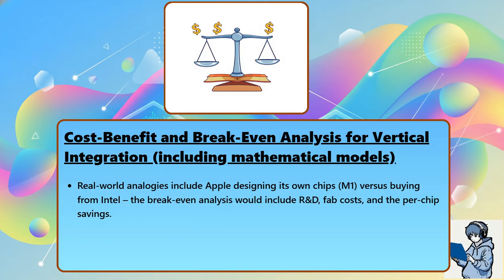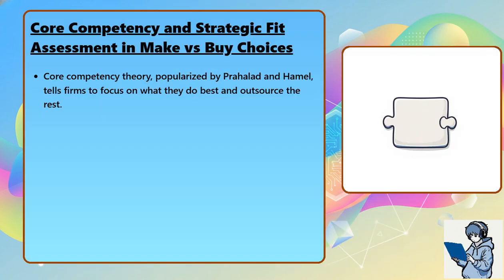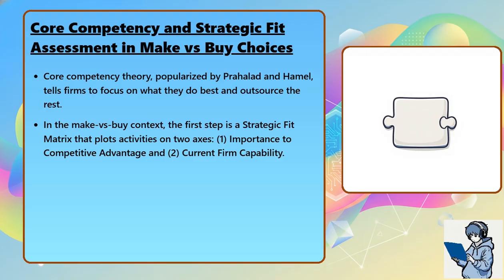Real-world analogies include Apple designing its own chips, M1, versus buying from Intel. The break-even analysis would include R&D, fab costs, and the per-chip savings. Core competency theory, popularized by Prahalad and Hamel, tells firms to focus on what they do best and outsource the rest. In the make versus buy context, the first step is a strategic fit matrix that plots activities on two axes: importance to competitive advantage and current firm capability.